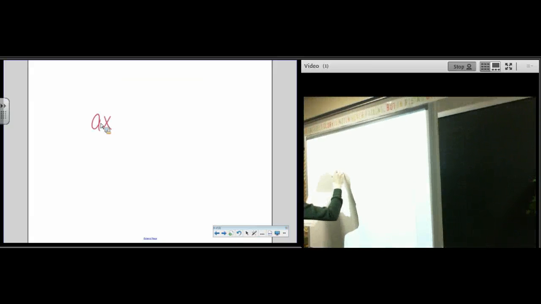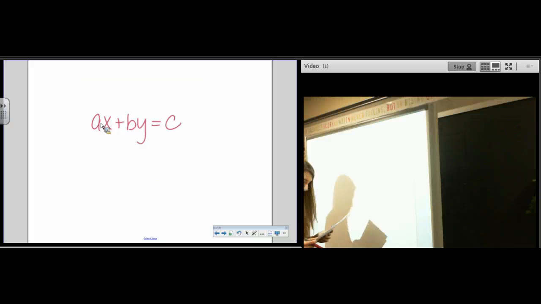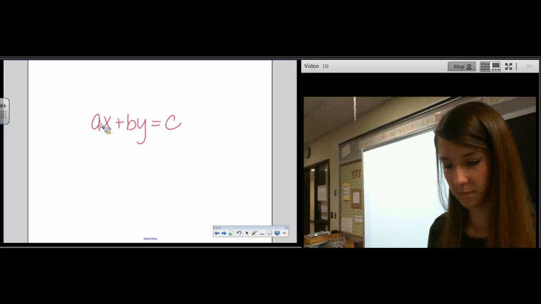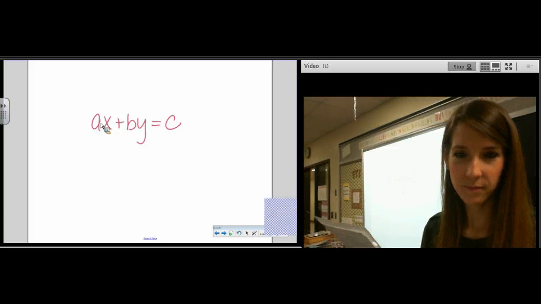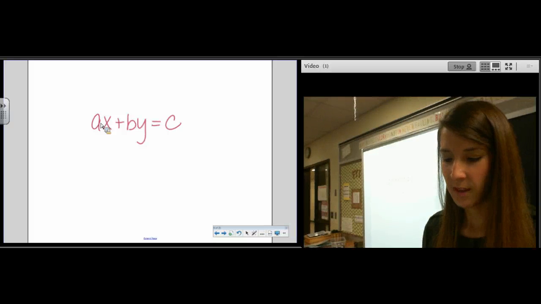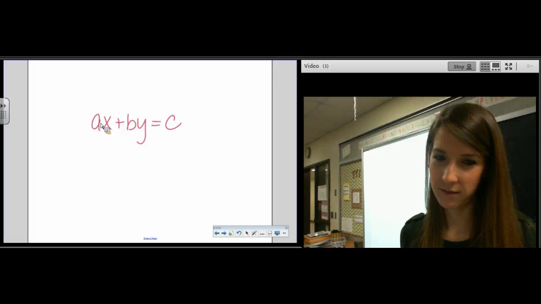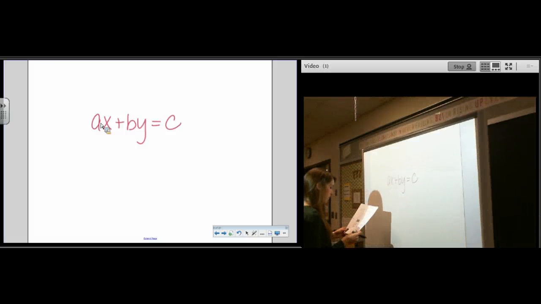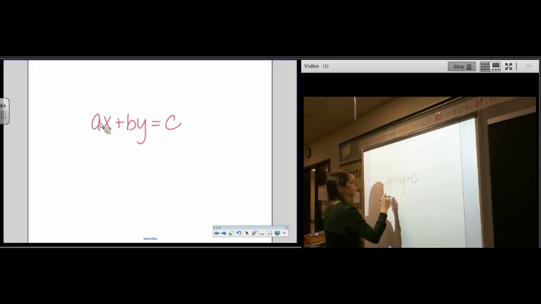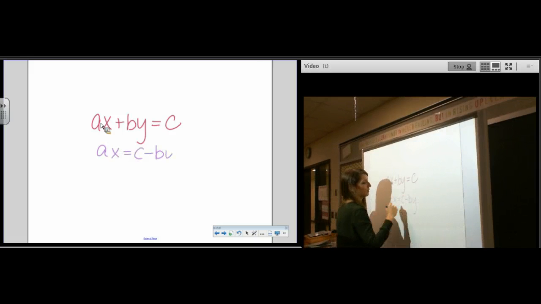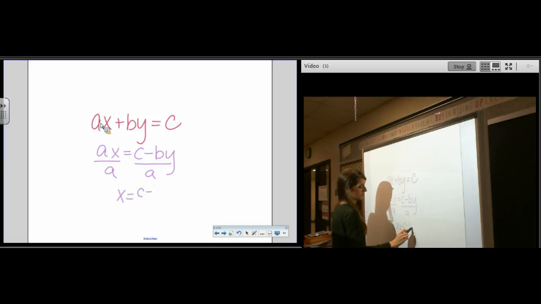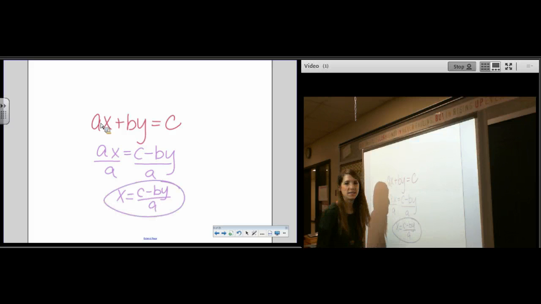Solve for x. Do you know what that equation is? But it has to have something to do with circles. Anyways, I'll let you think about that. Regardless of what the equation is, to solve for x, this is really just an algebra problem. We're going to subtract by from both sides, and then we're going to divide by a. Kind of silly.